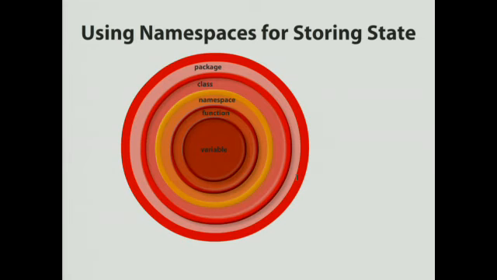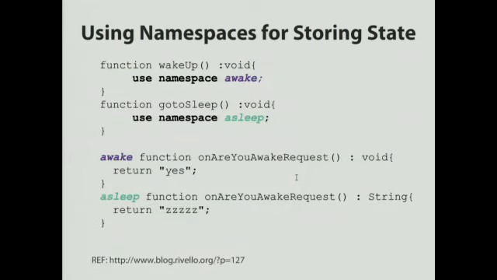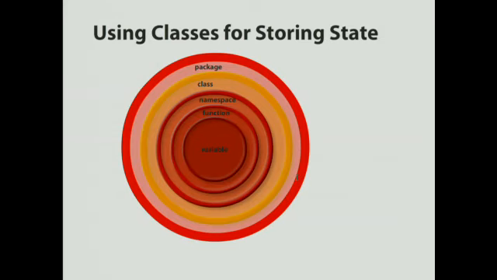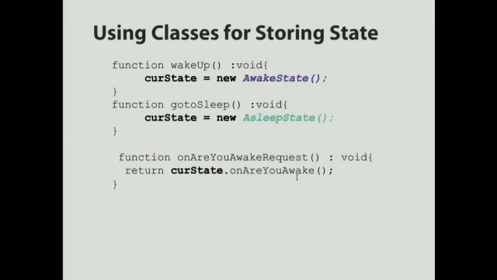We can also use namespaces for storing state. In this case, namespaces are similar to public or private. They kind of control the context when a function is visible. And similarly, when we call wake up, or use the active namespace of wake, anytime we call the on are you awake request, it gets the current namespace value. And Samuel has a good blog on this in the very bottom of this. We can also use classes for storing state. In this case, we create a new reference, a new class called awake state and a sleep state, which has a fairly standard API, depending on what we need to do. And when we request it, we just kind of delegate it or pass it on to the state implementer.